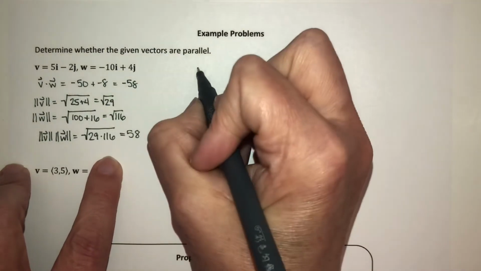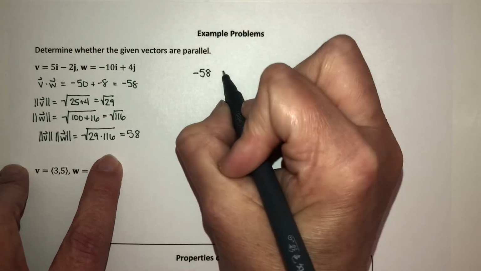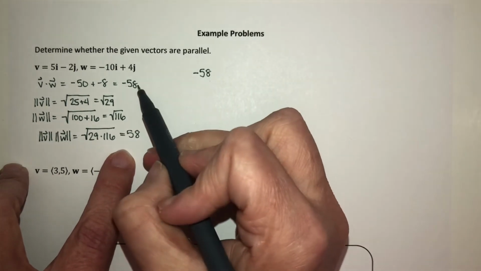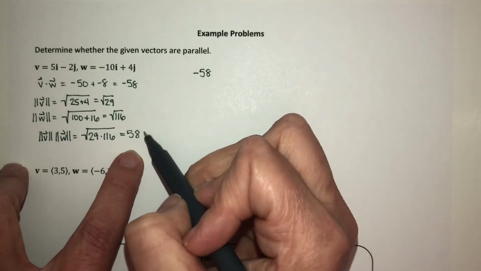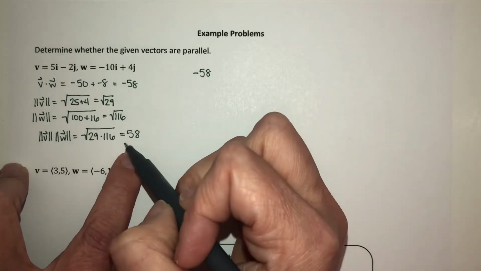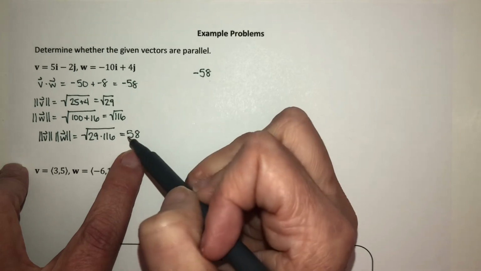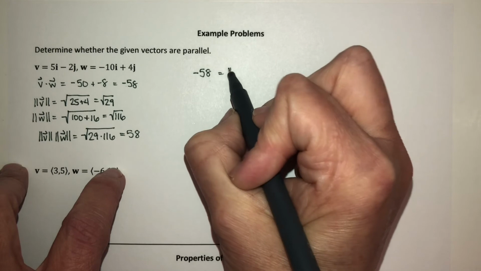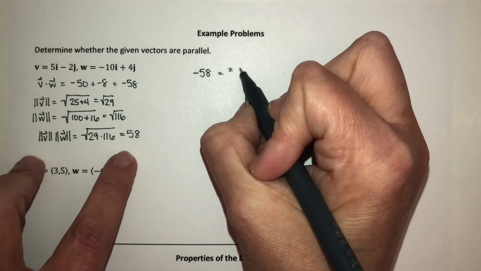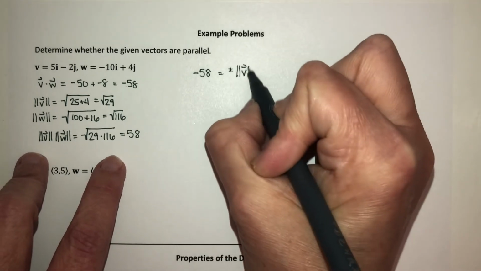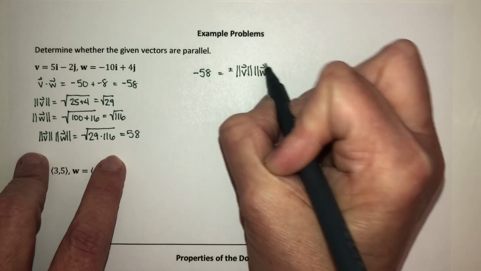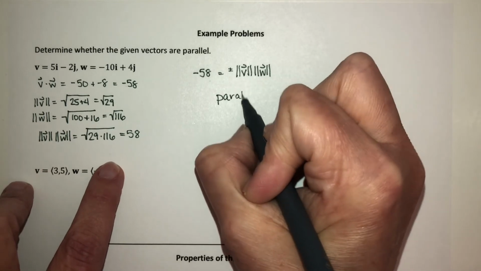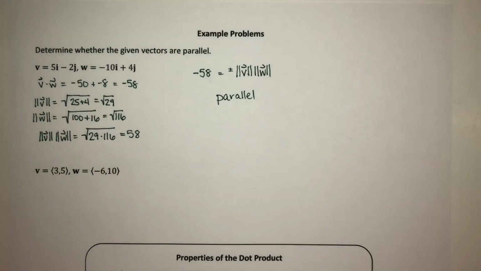V dot w is equal to negative of this. We just want our dot product to have the same absolute value as the product of our magnitudes. We can have opposite signs, we can have the same sign, but since -58 is equal to either plus or minus the magnitude of v times the magnitude of w, these are parallel lines, or parallel vectors. Okay.